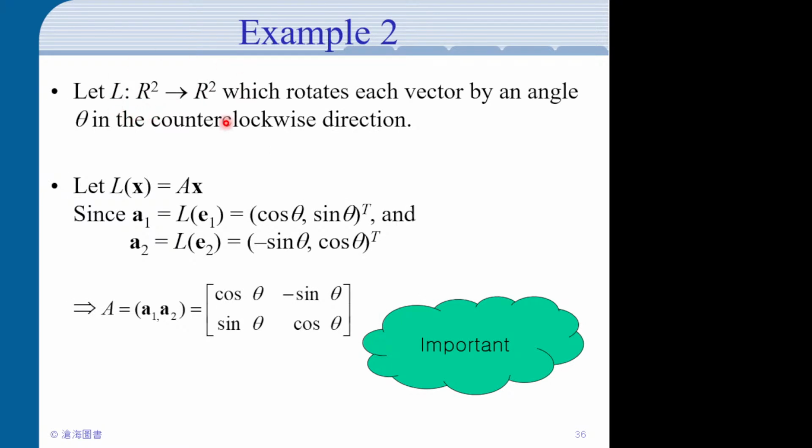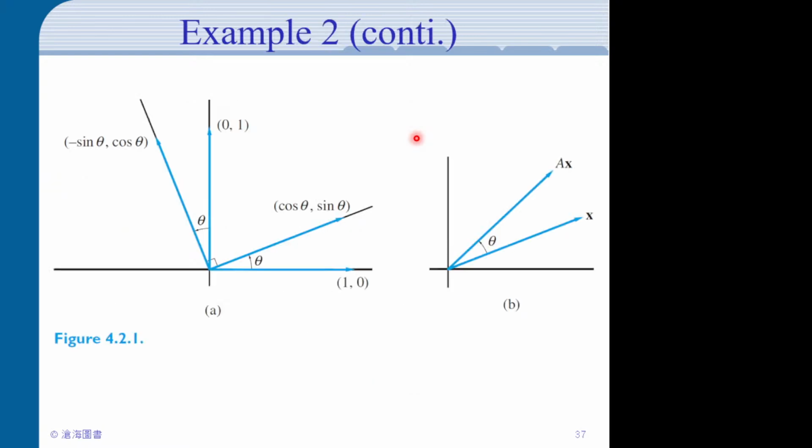And so now we go to another L. L is R2 to R2, and it's rotation by angle theta in the counterclockwise direction. And so it kind of looks like this. So 1, 0 rotates to here, and 0, 1 rotates to here, etc. So rotate by angle theta. Okay.